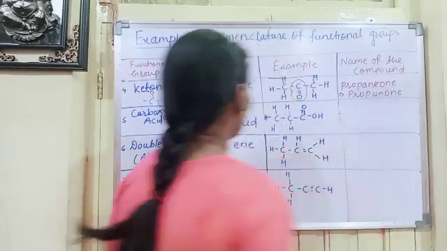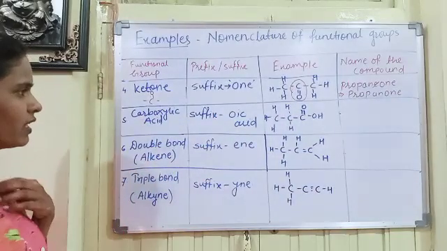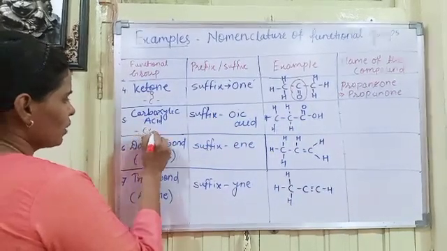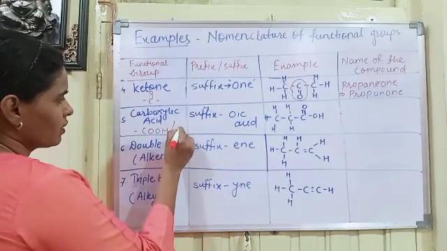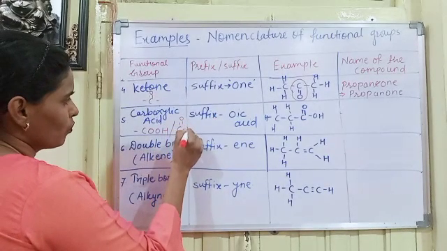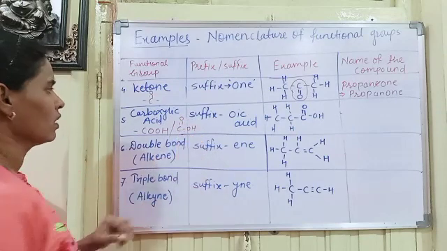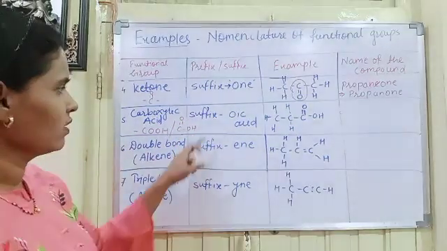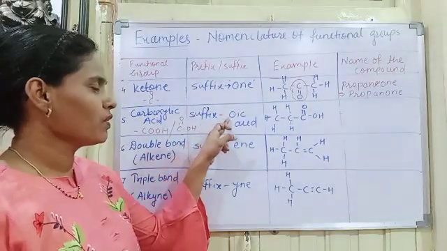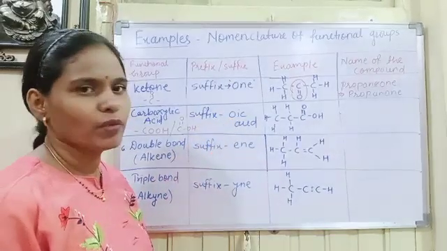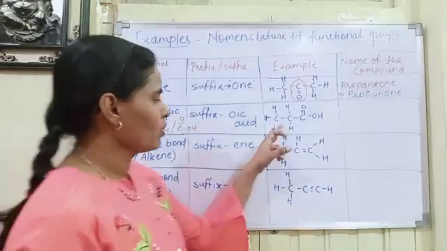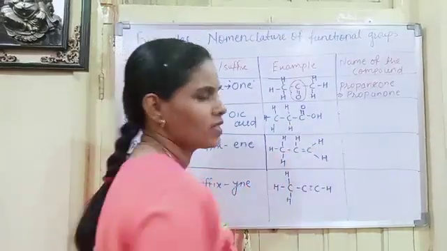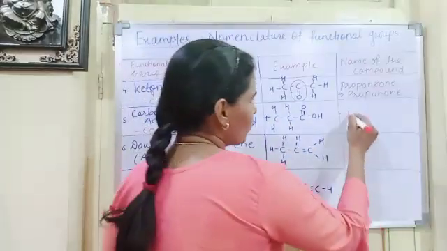Now here, next example, carboxylic acid. Functional group is COOH, or C double bond O, single bond OH. If the carboxylic acid functional group is there, then the suffix will be oic acid. Now look at the compound. Again, how many carbons are there? 3 carbon. Root word prop.